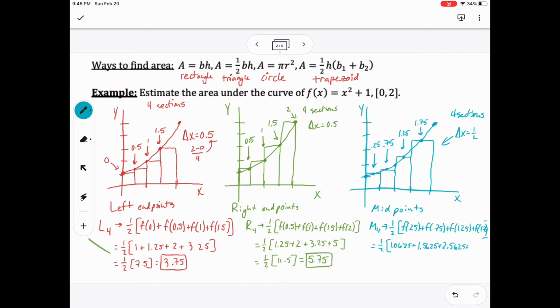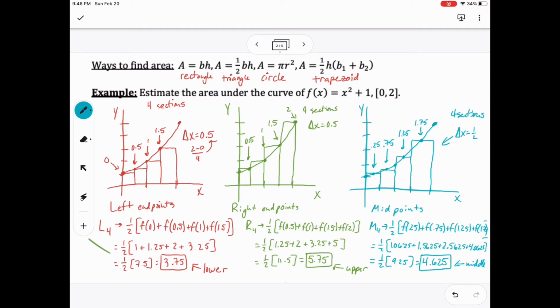And so when I plug all those values in, the midpoints will usually give us a little bit more wonky values. Notice all the decimals that I have here. But the midpoint usually will give us a better estimate of what we're looking for. And so here I get 4.625, which falls in between 3.75 and 5.75. And so that should be our best estimate.